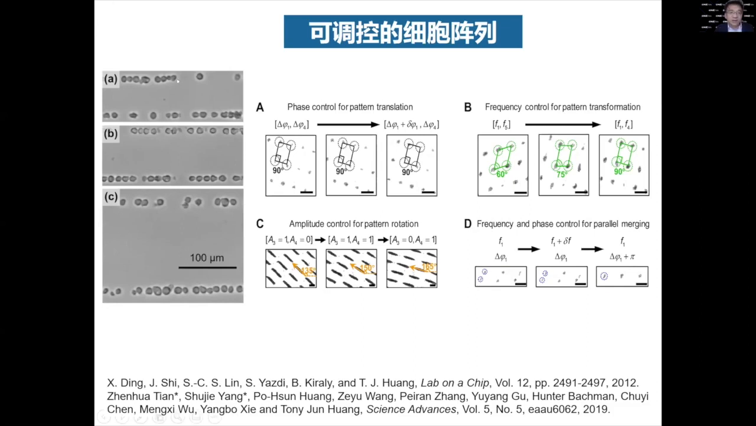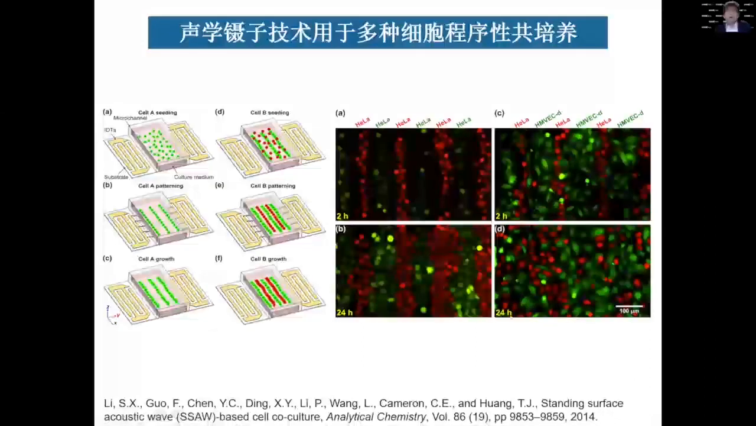Here you can see that we are changing the distance between the two lines of cells, and also we can do pattern translation, pattern transformation. We can rotate the pattern. We can also merge the pattern and change the pattern. So all this work, we can also control not only one cell type, but also many different kinds of cell types.